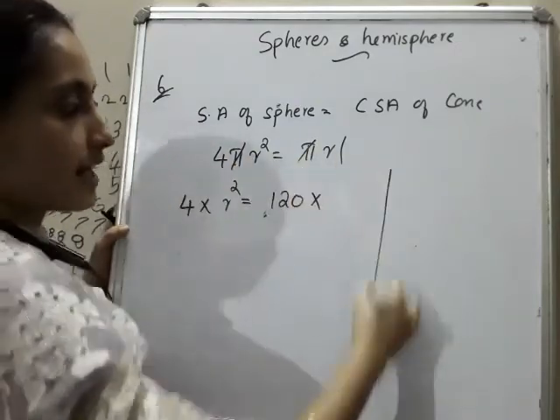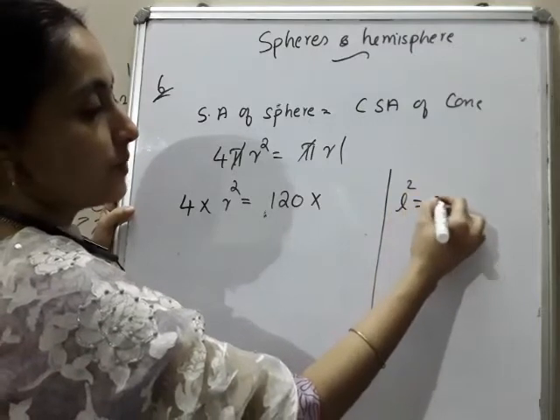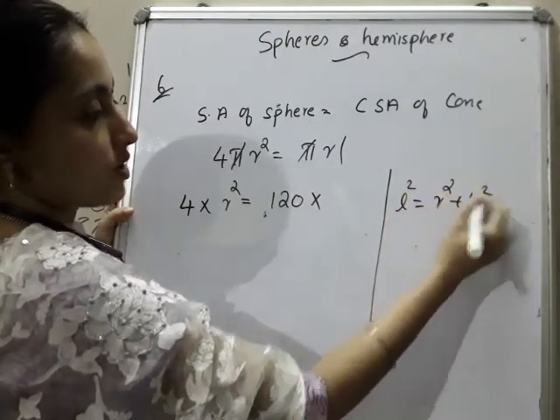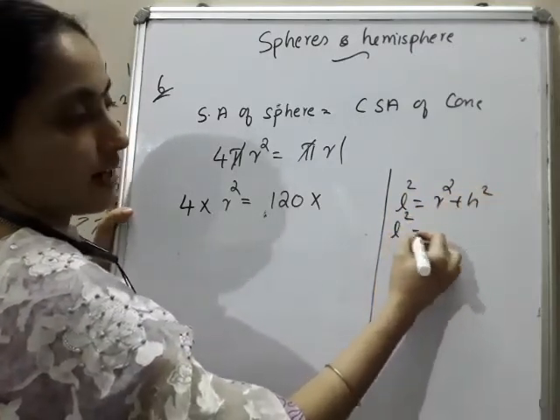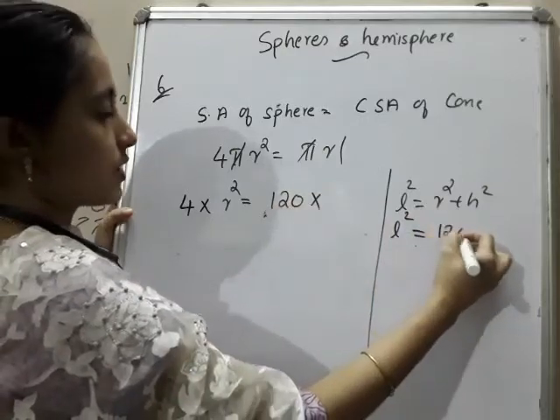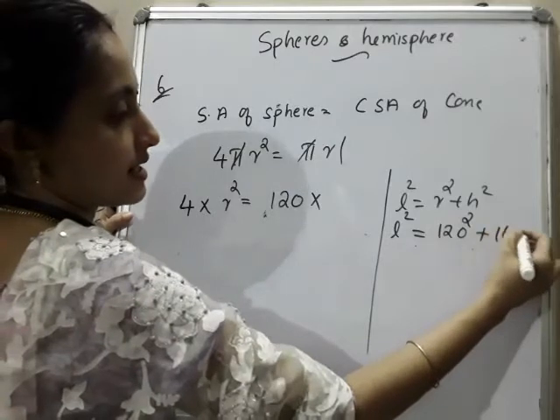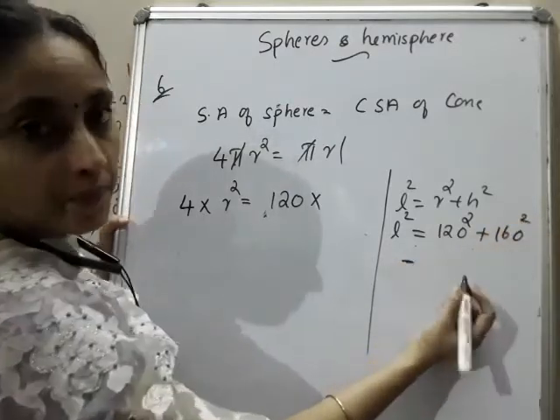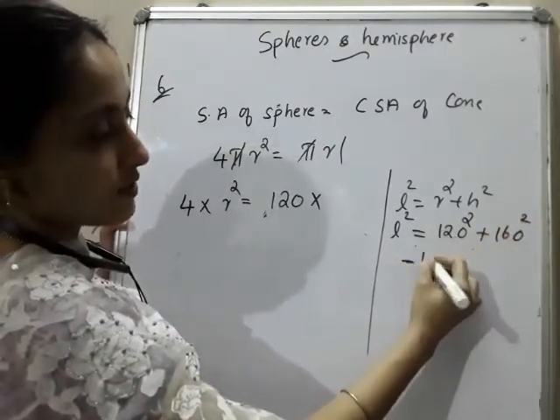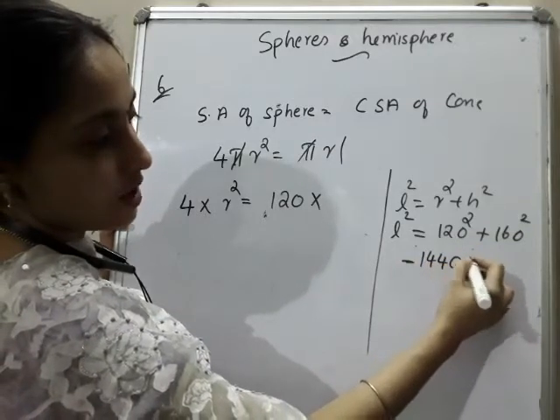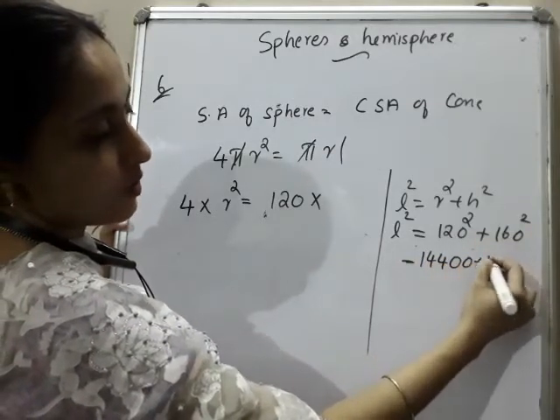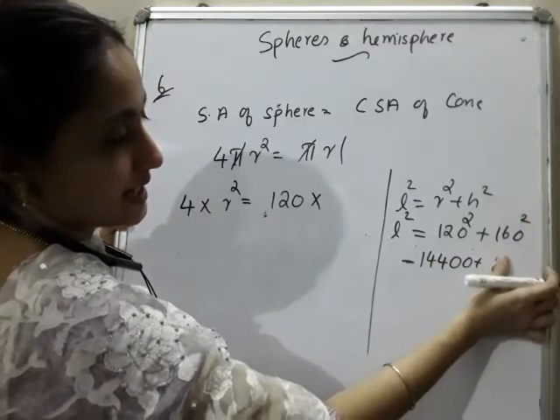Okay, so by Pythagoras you can write L square is equal to r square plus h square. You have to find L square. Radius is 120 centimeter square plus height is what? 160 square. So okay, that is 12 square is 144, then double 0, plus 16 square is what? 256.